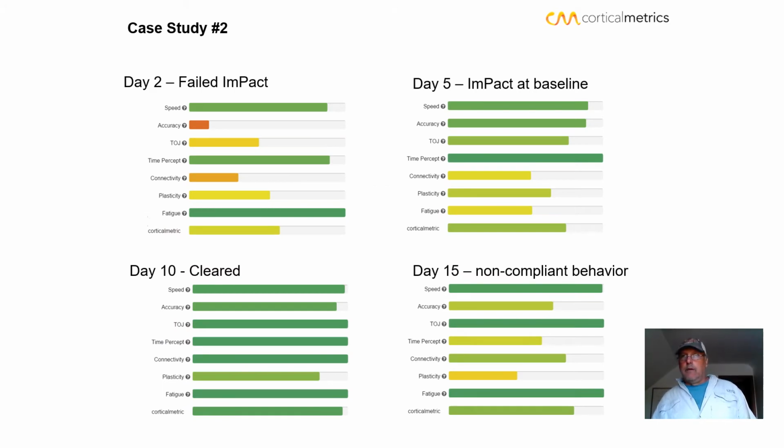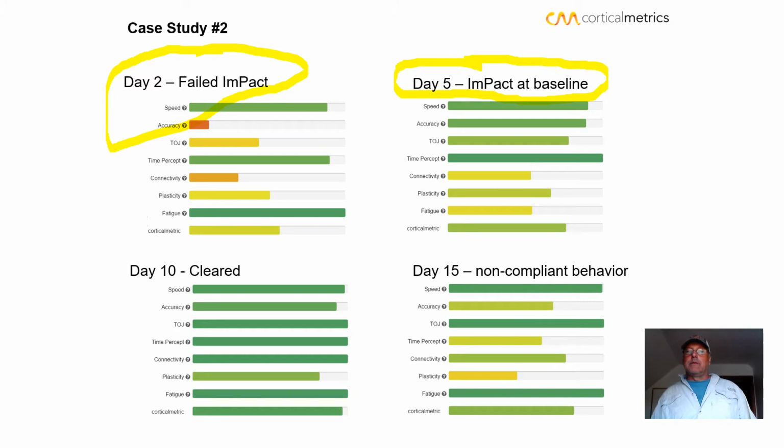Now we want to go through a couple of case studies. I know everybody's already figured it out, but let's take a look. In this case study, on day 2 the person failed ImPACT, an online cognitive test. On day 5, ImPACT was at baseline, meaning they passed. Day 10 was when they were cleared by the clinician. Day 15 was a result of non-compliant behavior. In other words, they were already cleared, and they engaged in some activity over a very long weekend that they weren't supposed to do if they were concussed, and that made their scores a lot worse. That's what happens when you do things that involve mind-altering substances.